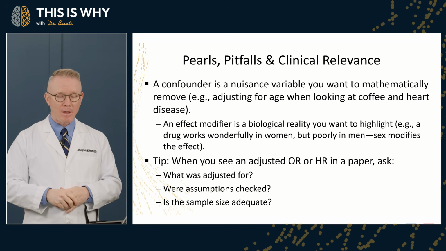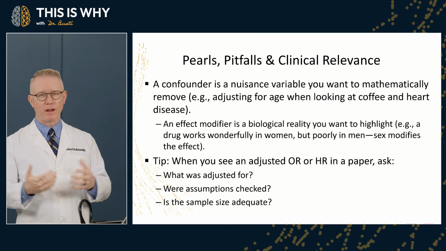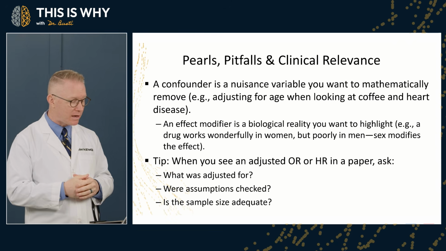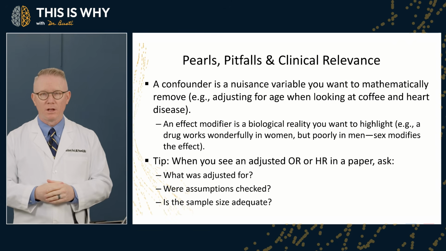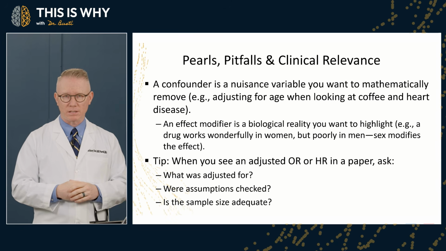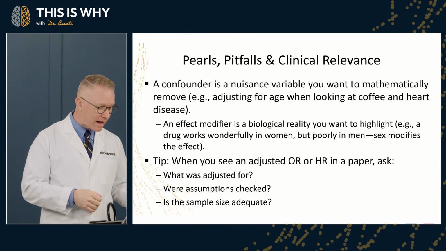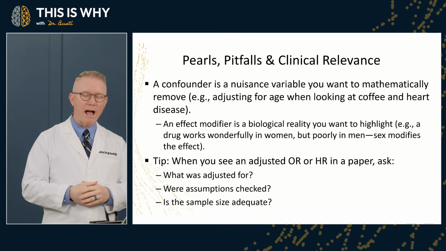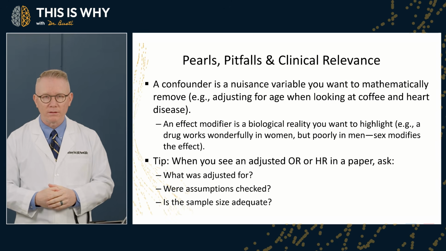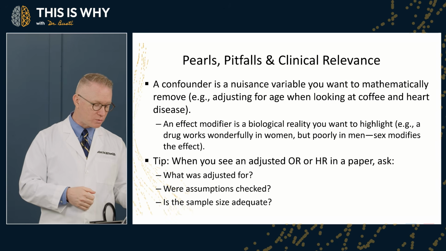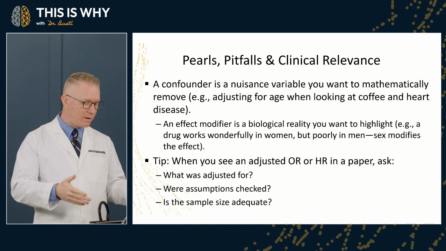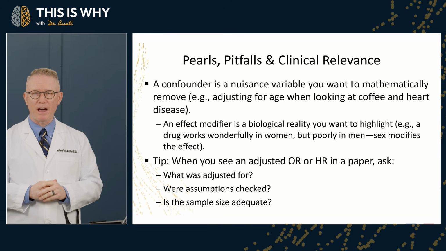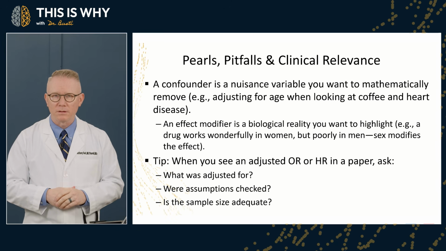Now remember, a confounder is just a variable you may want to mathematically remove, again, like adjusting for age when you're looking at coffee and heart disease. Okay, so an effect modifier is a biological reality that you need to highlight. A drug works wonderfully in a woman, but poorly in a man. So sex modifies the effect.